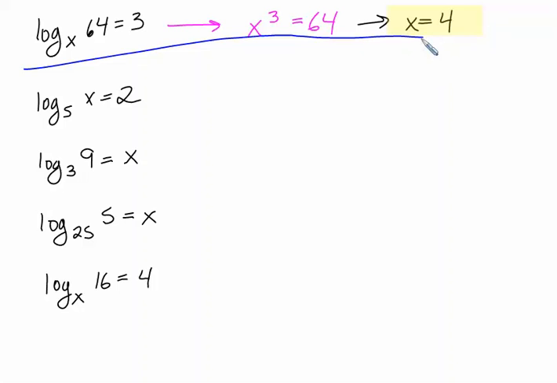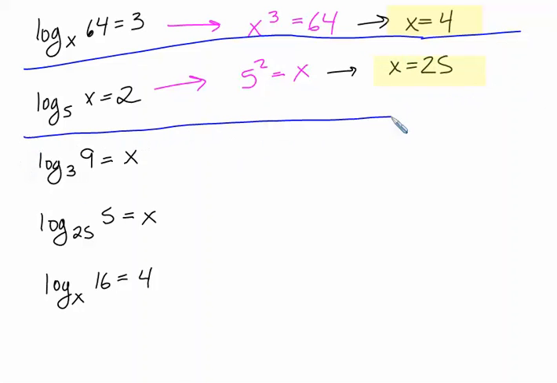The next problem that we're going to look at. Again, we're going to convert it out of a log and into an exponent. So here it's going to be that 5 squared is equal to x. Well, that's simple enough. That means that x is equal to 25. Next problem. Log base 3 of 9 equals x. That means 3 to the x, because the log is equal to the exponent, is equal to 9. Well, 3 squared is 9, so x would simply be equal to 2.